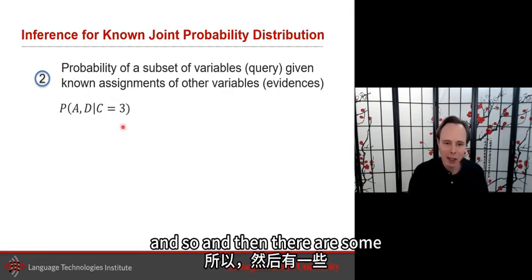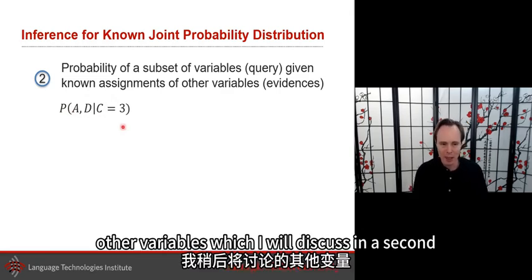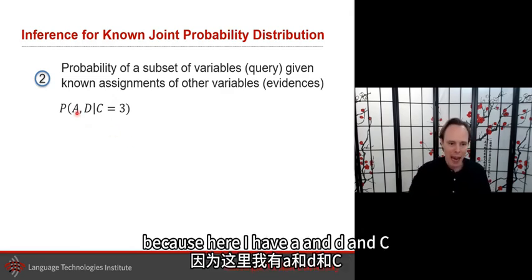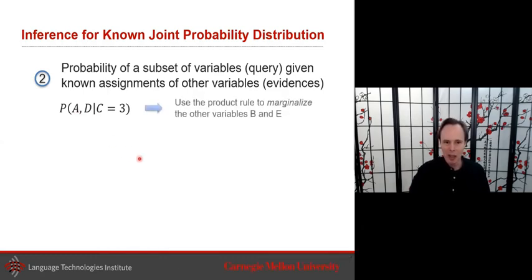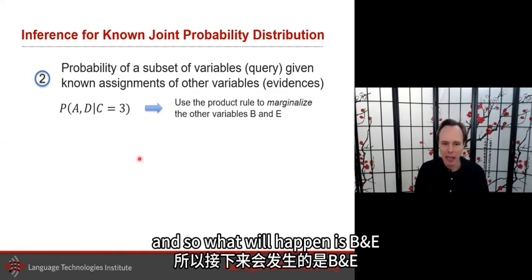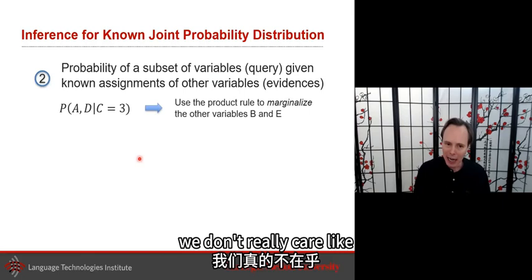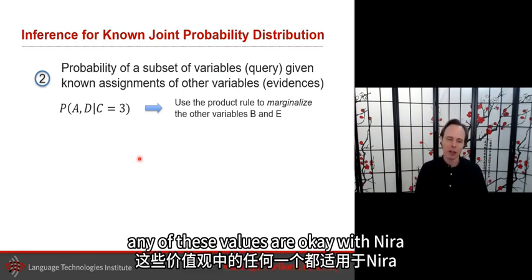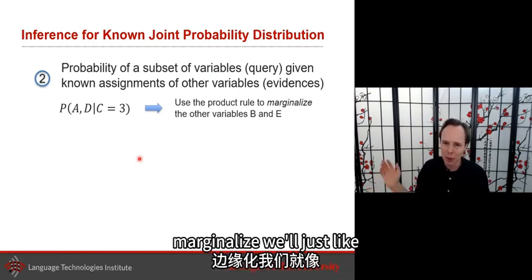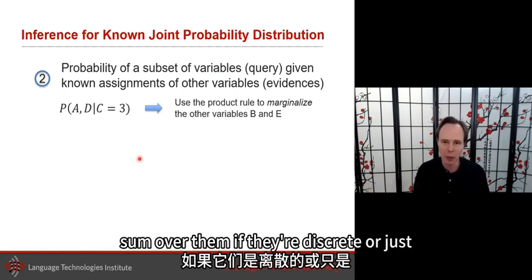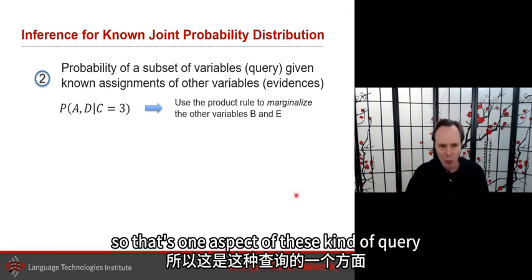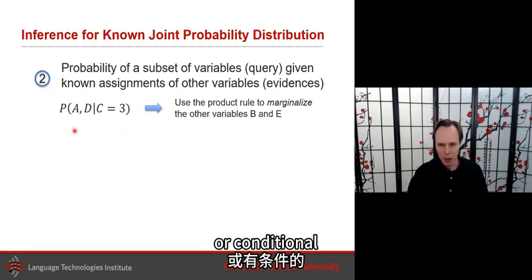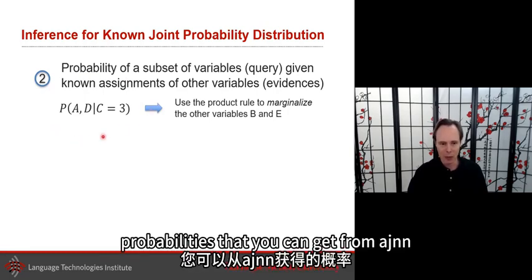And then there are some other variables, which I will discuss in a second, because here I have A and D and C, but the joint distribution was also over B and E. And so B and E, we don't really care, any of these values are okay with us. So we will just marginalize, we'll sum over them if they're discrete, or integrate over them if they're continuous. So that's one aspect of these queries or conditional probabilities that you can get from a joint.